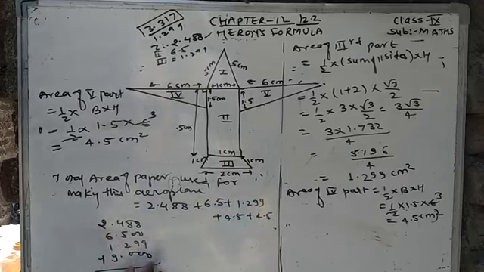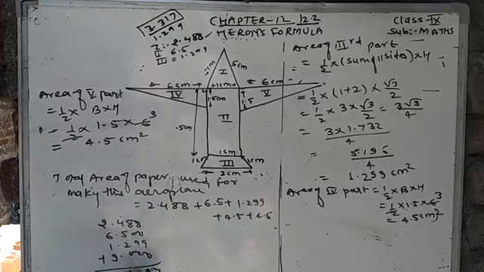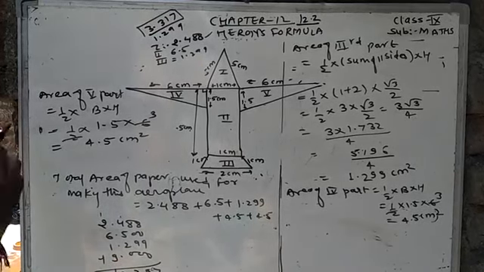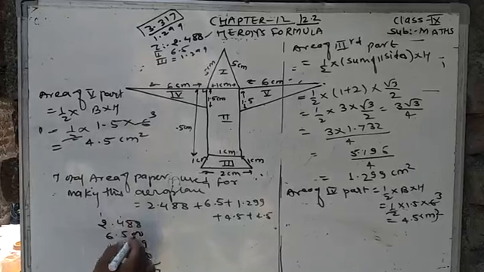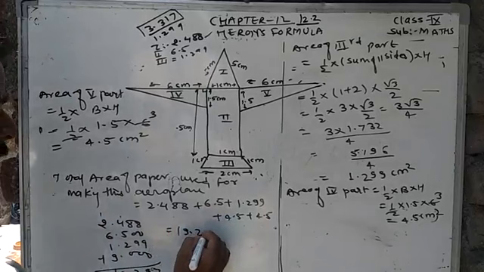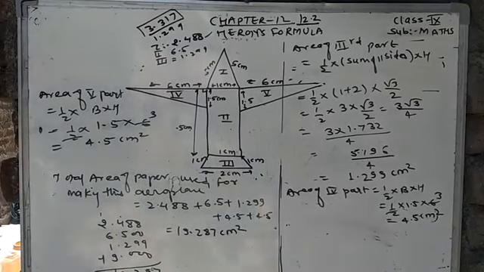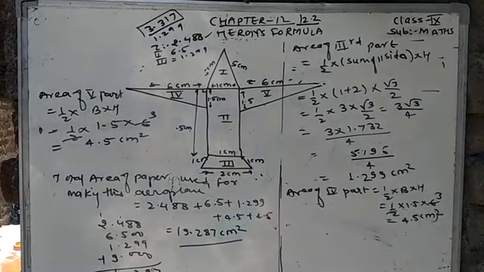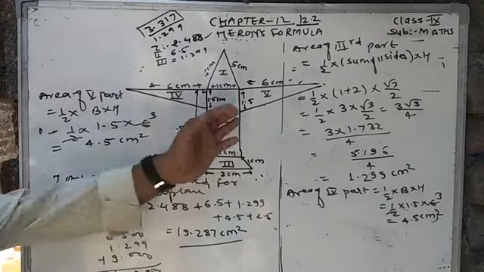Total area: adding the digits column by column gives 19.287 centimeter square. So it is the required area. It is the required area of the paper which we have to use to make this aeroplane.